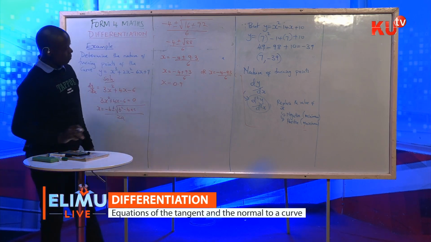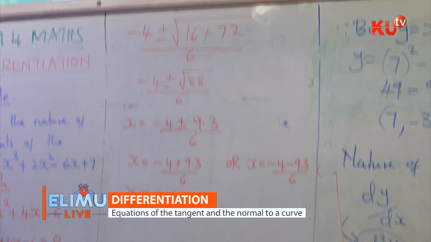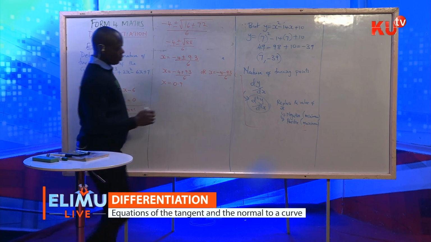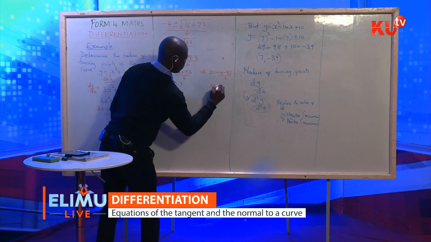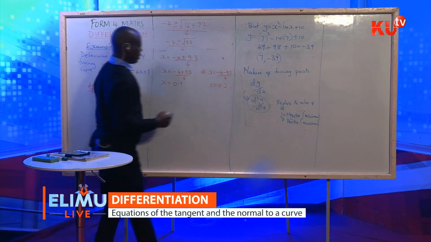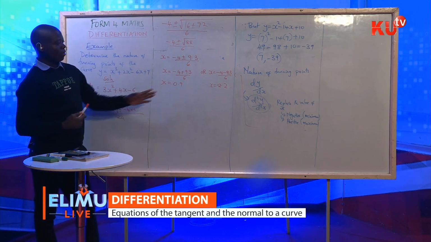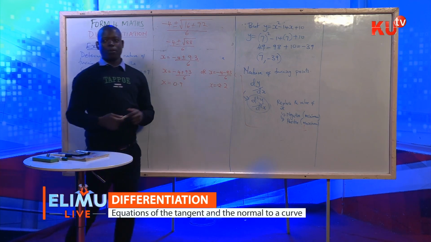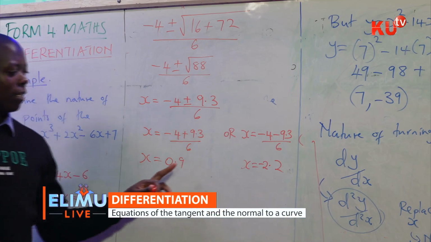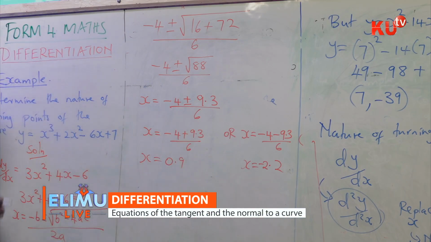Then the other side we have negative 4 minus 9.3, that gives us negative 13.3. Divide it by 6, x is negative 2.2. So those are the two values for x: x as 0.9 and x as negative 2.2. But these are not complete points. So what do you do, students? We replace them in the function for y.